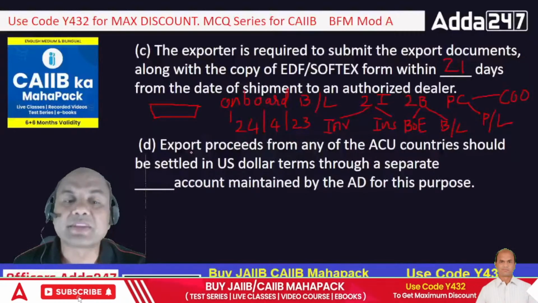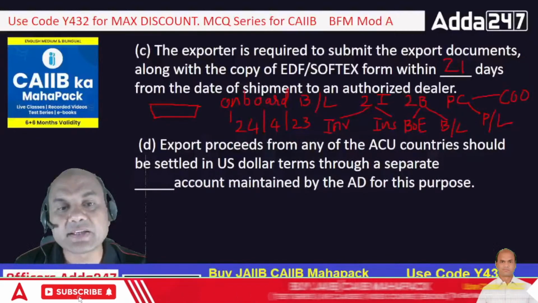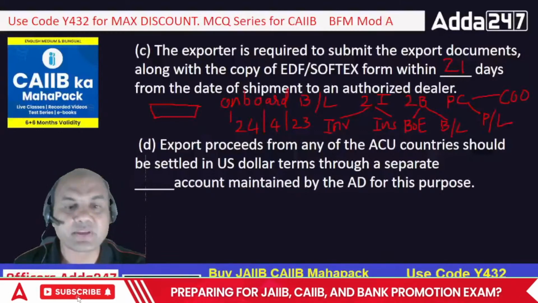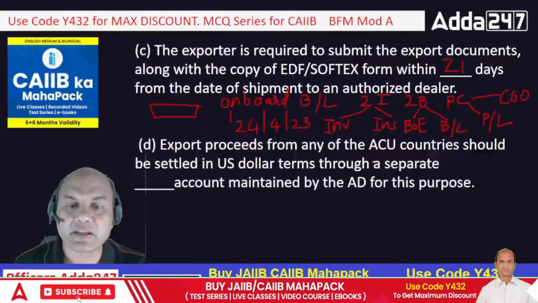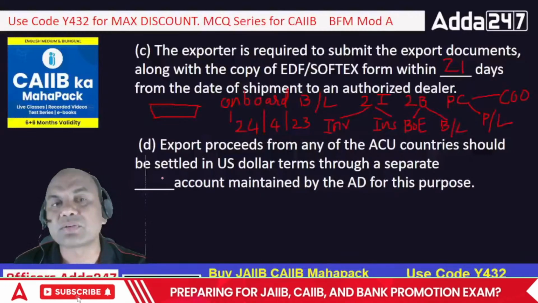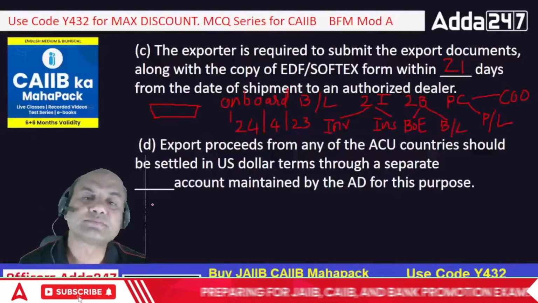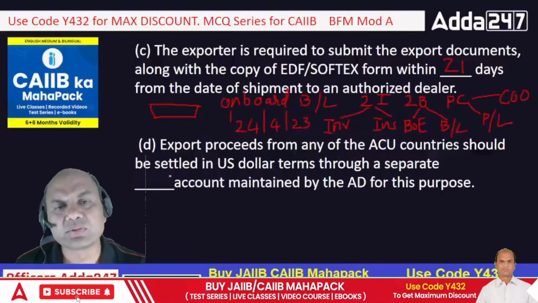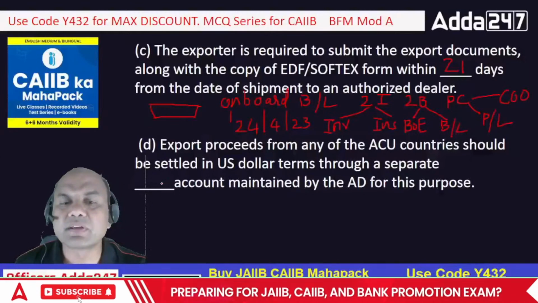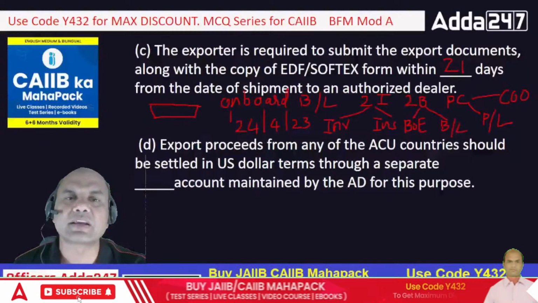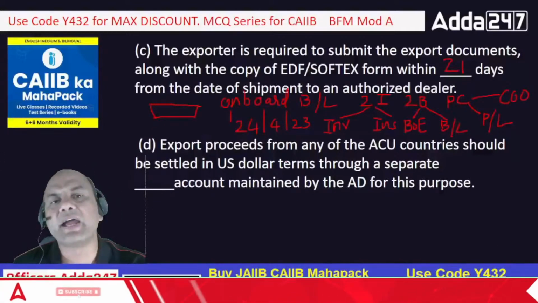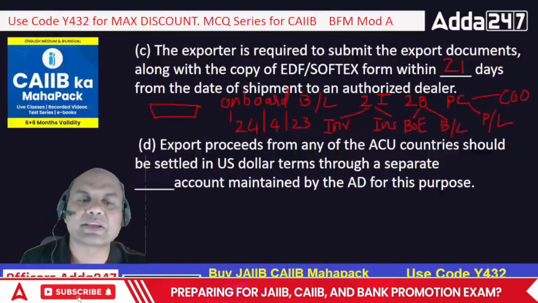So from these ACU countries, if we trade within each other, then it should be settled through a separate dash account. What is this dash account? Anyone knows this? What is this ACU? See here, we deal mainly with the majority of our neighbors here. We all are neighbors over here, all the countries, right? So we all deal with each other, and what happens? I'll tell you.